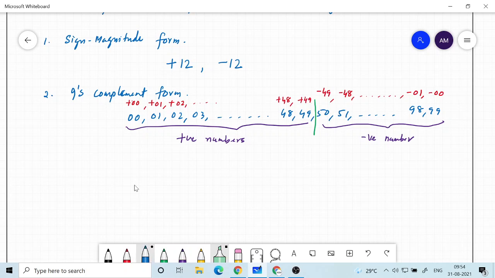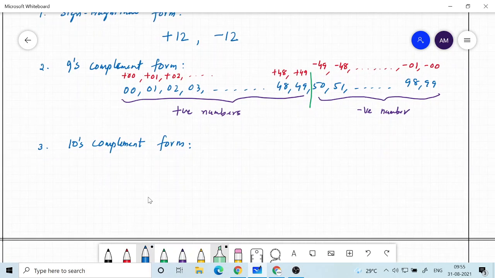Another way we can do is basically called 10's complement form. Now in 10's complement form, what can we do? If I take the same range from 00 to 99, again I will use half of them for representing negative numbers. One advantage is that I don't require an additional symbol here. I am using the same 10 symbols 0 to 9 to represent both positive and negative numbers.